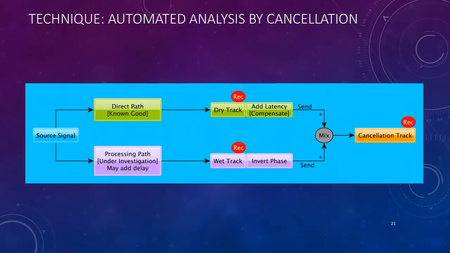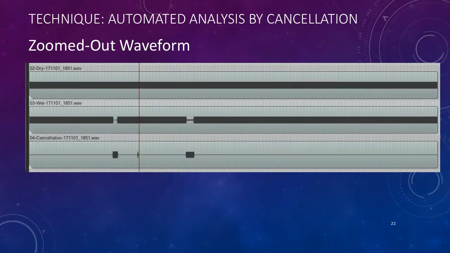This picture just shows how you would do audio cancellation. The green path is the dry, and the pink is the wet track, and you would record all three. So here's a sample of recording which was done with cancellation. As you can see, the top is the dry track, the middle is the wet track, and the bottom is the cancellation track.